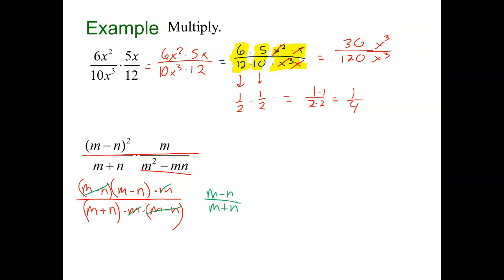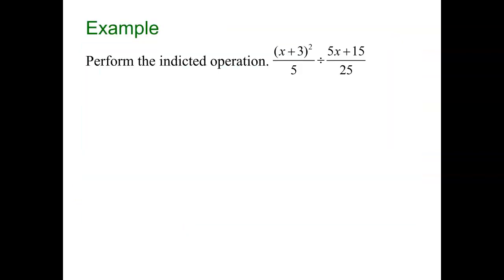Okay, so that's multiplying. Next, we're doing division. Division is multiplying with extra steps. And multiplying is simplifying with extra steps. So division is simplifying with extra steps. How do I divide fractions? Multiply by the reciprocal. Keep, change, flip. Okay? Multiply by the reciprocal.